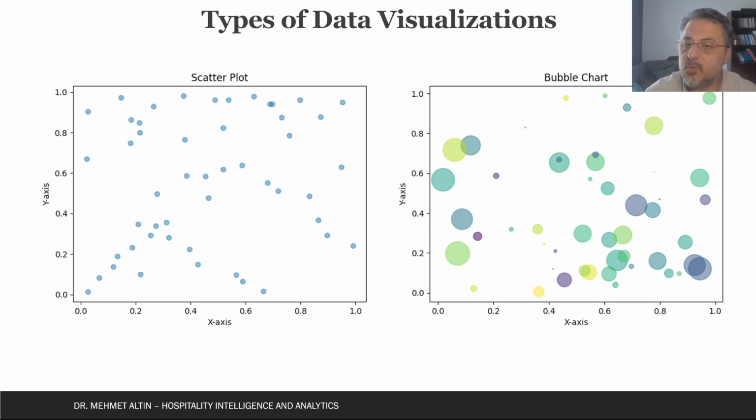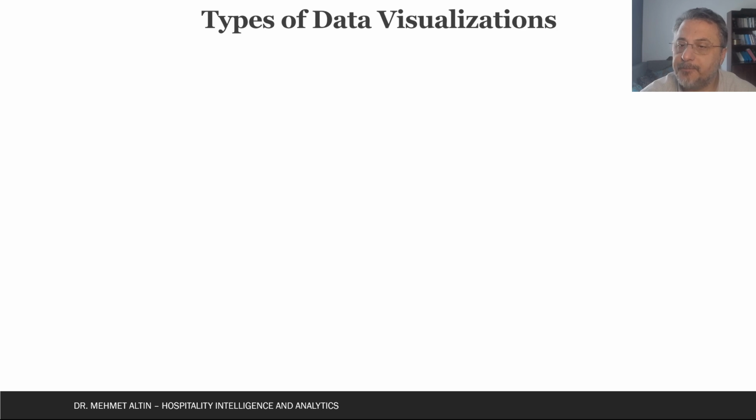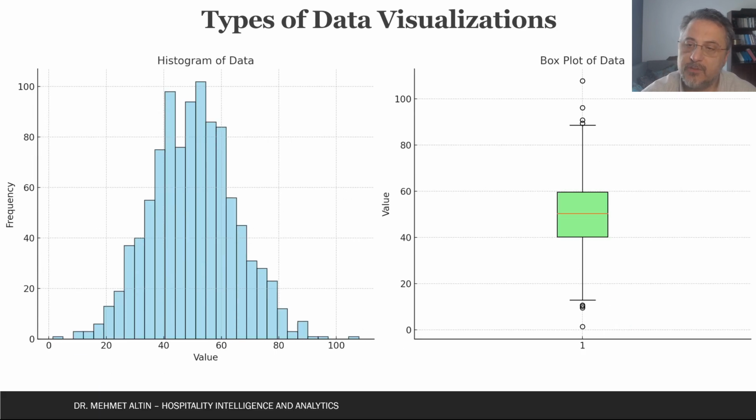Now, the next one is distribution visualization, like histograms or box plots, which show how data is spread. For example, you can use a histogram to see how check-in times vary across the day.